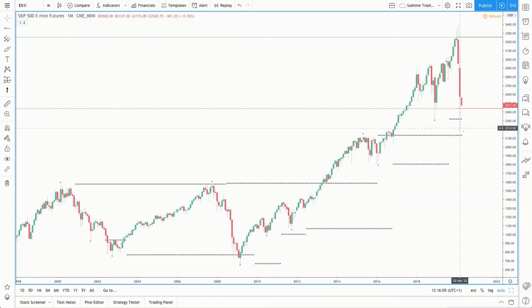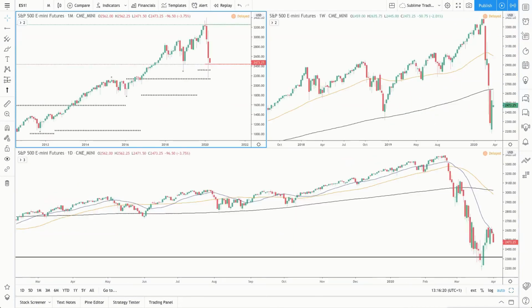So potentially we could start seeing these support levels cleared and then further weakness to the downside. It really is for price to dictate whether these support levels are cleared or whether these areas hold strong as support, and then we start seeing a move back to the upside.